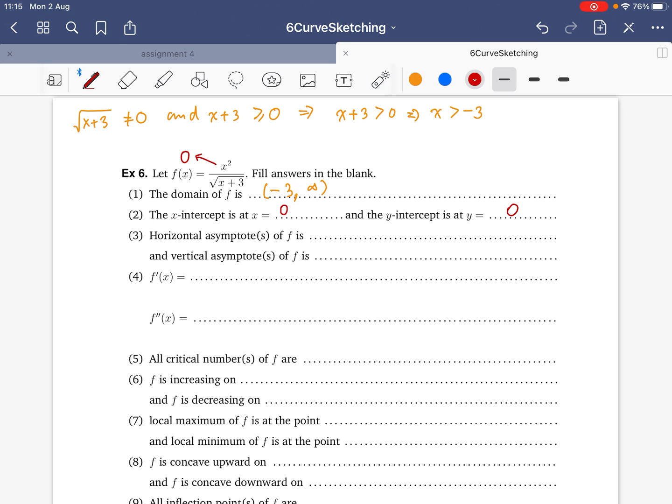What is the horizontal asymptote? You can say roughly speaking, if your x goes to infinity, you cannot go to negative infinity because of the domain. However, your x can go to positive infinity. So what will it look like? Roughly speaking, infinity squared over the square root of infinity. So which one wins? The top wins, right? So it will go to infinity. So this means that we have no horizontal asymptote.